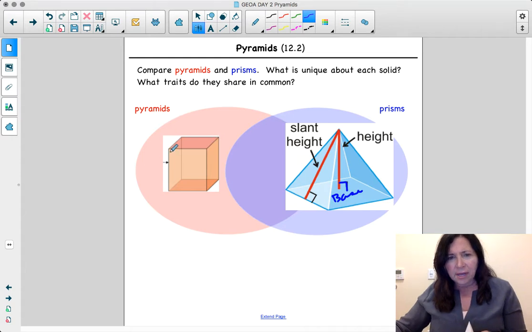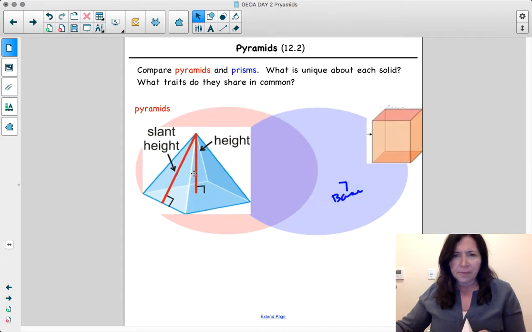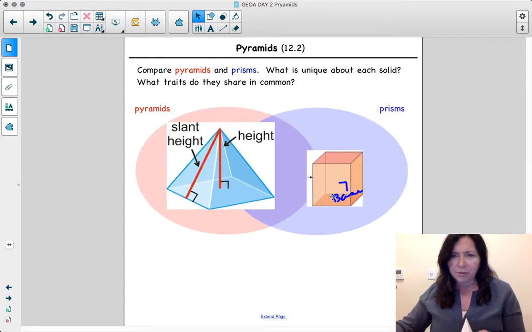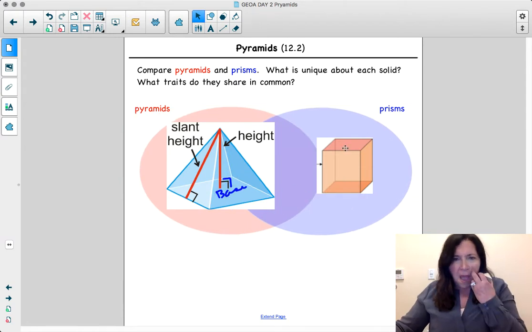Oh, look at that. These are backwards. There's a pyramid. Here's a prism. Okay, that was weird. So there's my prism. Pyramids are here, prisms are here.